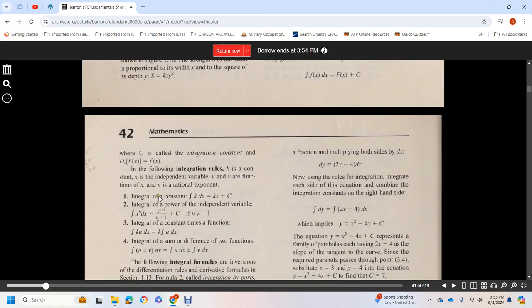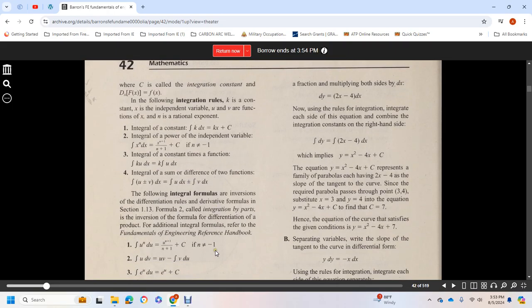The integration rules, with constant k, independent variable x, u and v functions of x, and n a rational exponent: the integral of a constant k times dx equals kx plus C. The integral of x to the n dx equals x to the n plus 1 over n plus 1 plus C, if n is not equal to negative 1. The integral of a constant times a function, k u dx, equals k times the integral of u dx. The integral of a sum or difference of two functions, u plus or minus v dx, is equal to the integral of u dx plus or minus the integral of v dx.